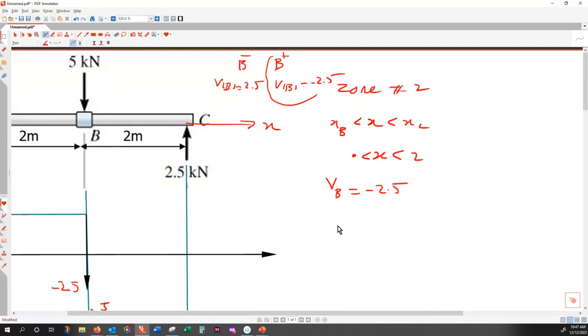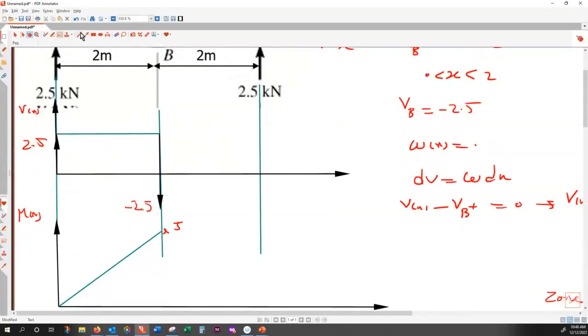And then when you write, W of x for the second zone is equal to 0, dV is equal to W dx, and V of x minus V of B plus is equal to 0. So therefore, V of x for the second zone is minus 2.5. At this stage, we can comfortably plot the variation of V of x. And suddenly here you have a discontinuity of 2.5, which brings that one to the 0. Okay, so we finished the shear force diagram.